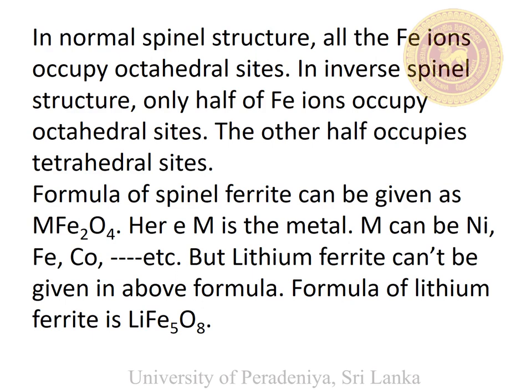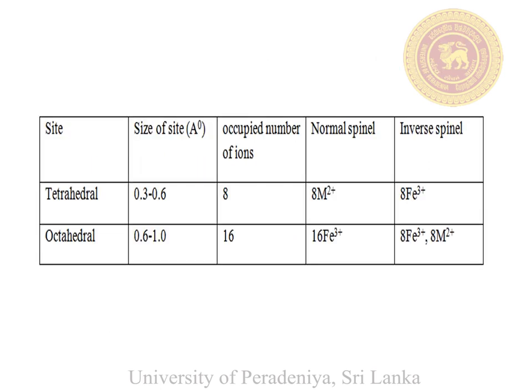We can write the spinel ferrite in the formula MFe2O4. Here M is a metal ion, but lithium ferrite does not fit into this formula. In this table, you can see how ions and metal ions occupy tetrahedral and octahedral sites in normal spinel and inverse spinel structures. There are some vacant sites in both types of structures.